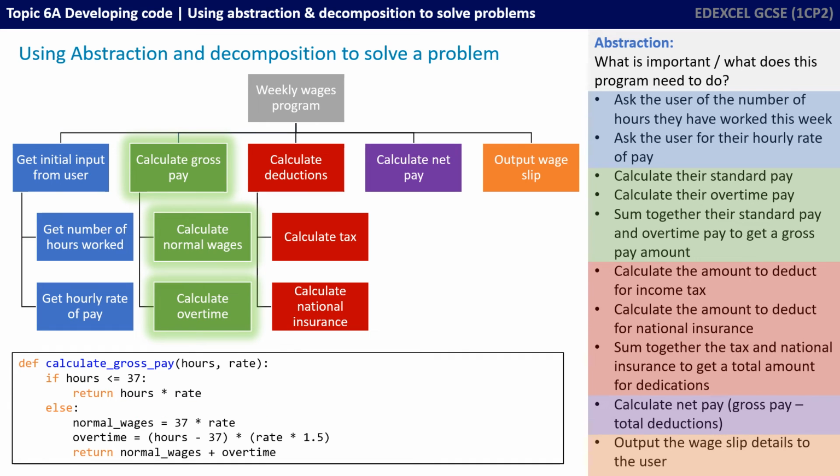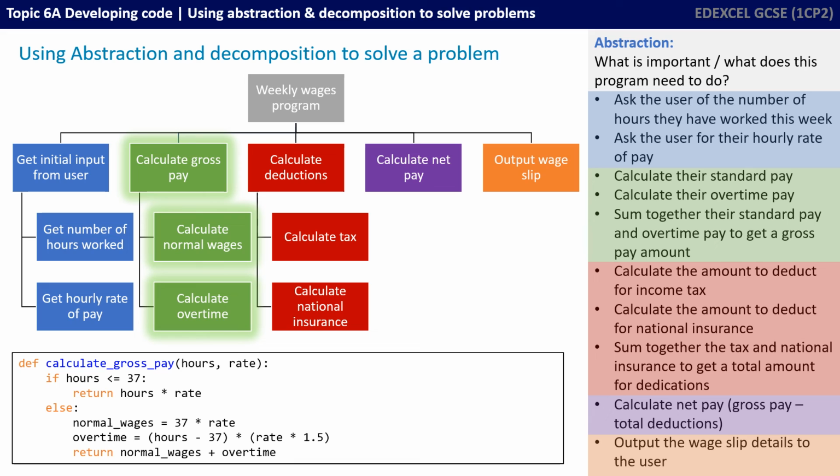So now let's tackle gross pay. Now, one potential way of tackling this, and there are of course others, is to make calculate gross pay its own subroutine, in this case a function. So that's what I've chosen to do below in Python. I've created a function, def calculate_gross_pay. It takes in two parameters, hours and rate. And of course they're the variables we just gathered from the user in the previous part of the program.